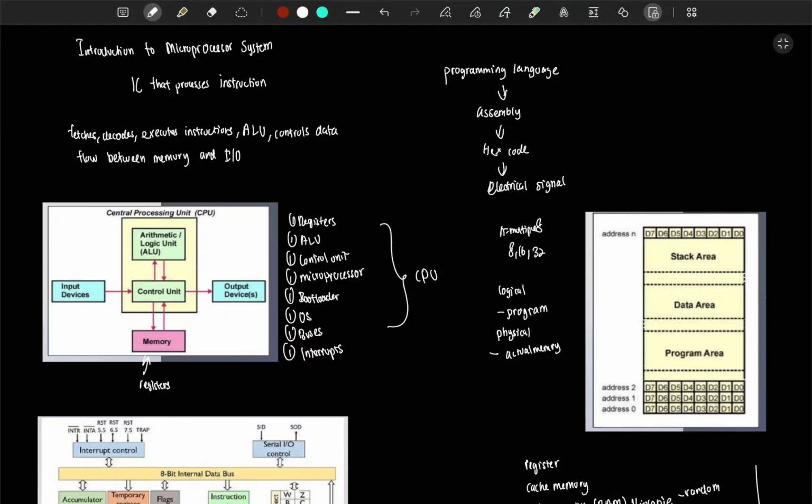In this lecture, we're going to talk about an introduction to microprocessor systems. So, what is a microprocessor system? A processor that's the size of micro. Nice. Okay. So, a microprocessor system is an IC that processes instructions. Okay, an IC that processes instructions.